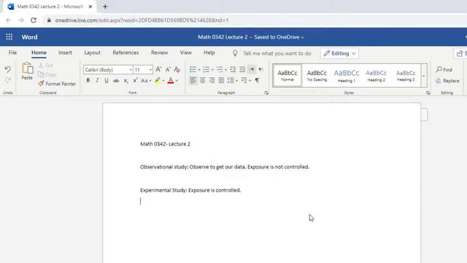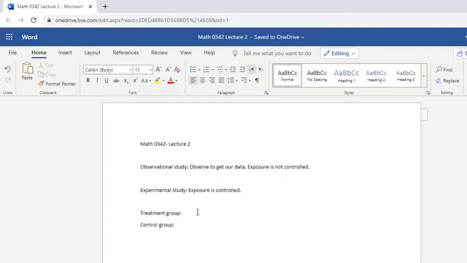So there are some things that we need to keep in mind when we are dealing with an experimental study, or even an observational one. And that is we are going to need two groups. Okay. So we have a treatment group and we have a control group.